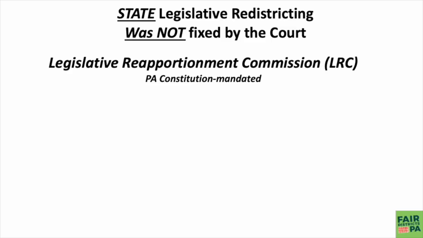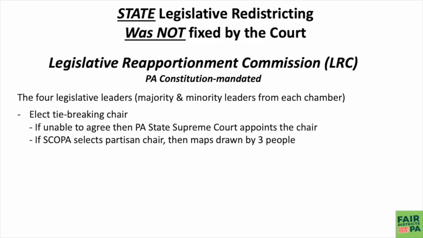That process is delegated by our Constitution to a Legislative Reapportionment Commission, or LRC. The LRC includes the 4 leaders of the legislature, the majority and minority leaders of both chambers. They're supposed to choose a chair to break ties, and if they can't do so, which has happened more and more often, the state Supreme Court does so. If the court chooses a partisan chair, then the maps are drawn by 3 people.